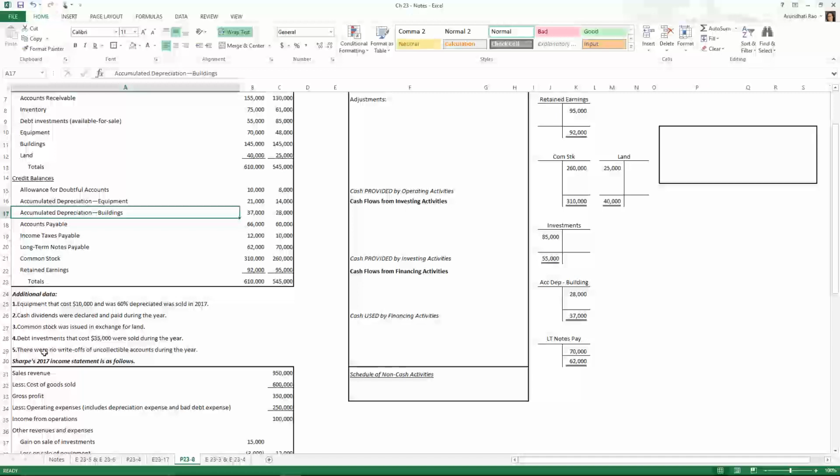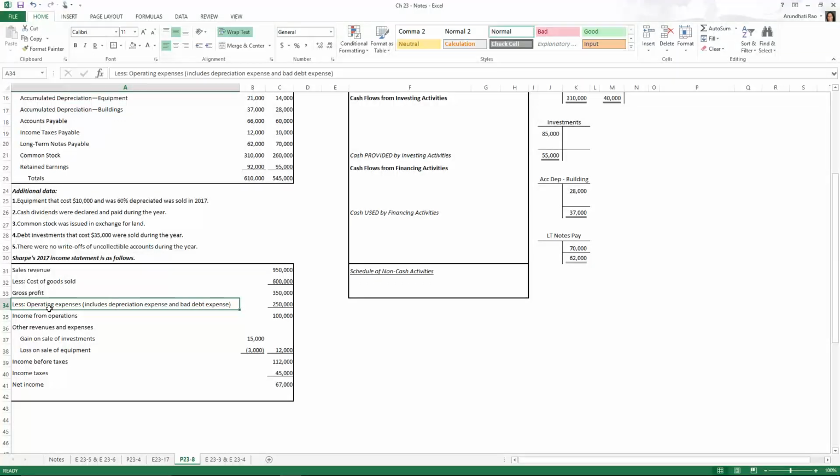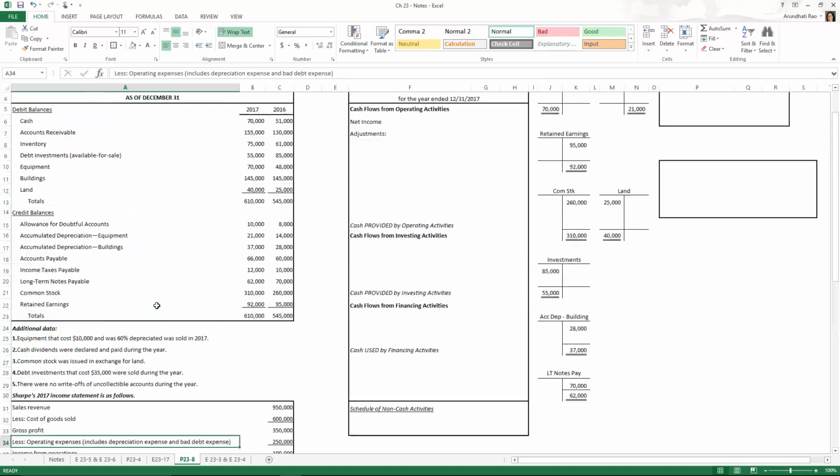We've been given 5 pieces of additional information, and we've been given the income statement. In the income statement, something worth noting is operating expenses does not include your depreciation expense and bad debt expense, but this information has not been given to us directly, and I'll show you how we can calculate those numbers.